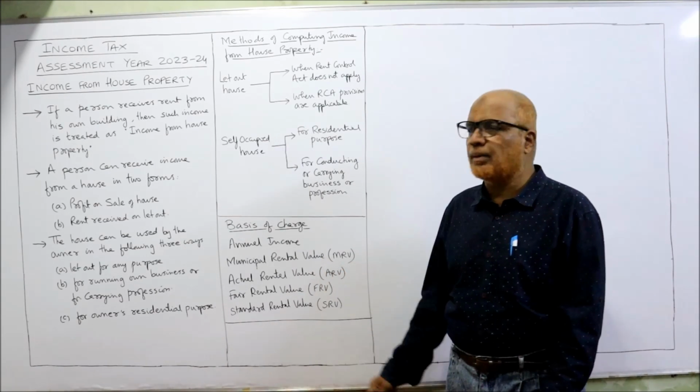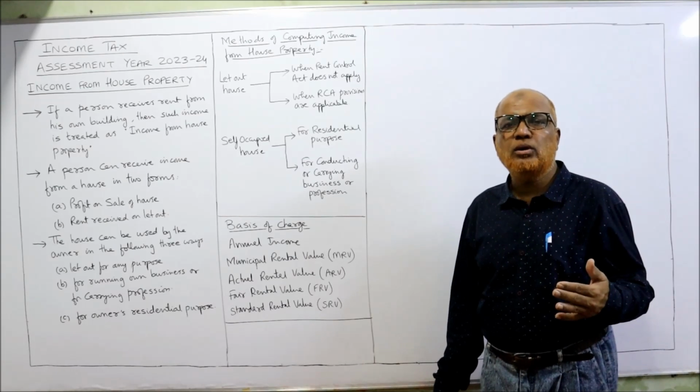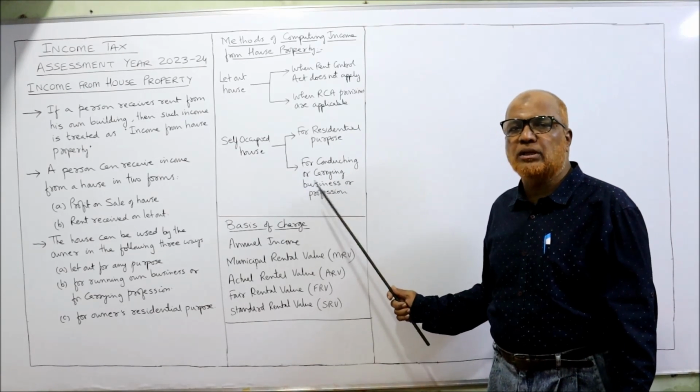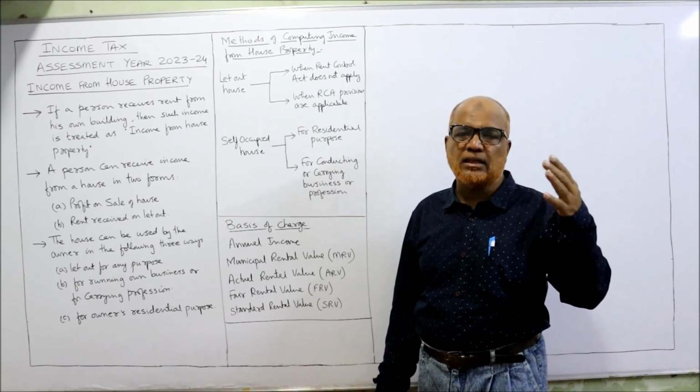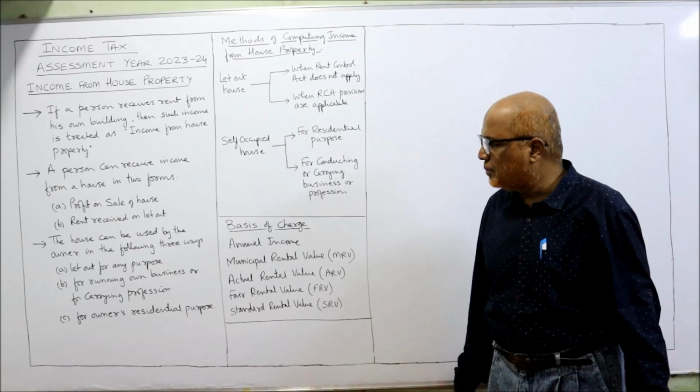That is called self-occupied house. How to compute the income from self-occupied house, and to compute the income from the house property used for business, in the next video I am going to explain, and those provisions will apply in the problems.